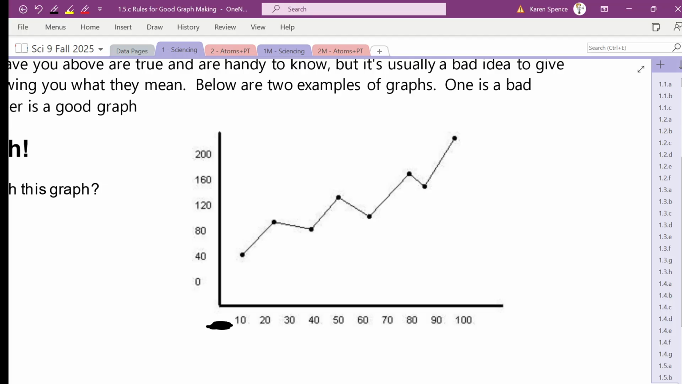What's one thing that's wrong with this graph? We're connecting the dots. Do not connect the dots. What should we do instead? Draw the trend line, the best fit line.